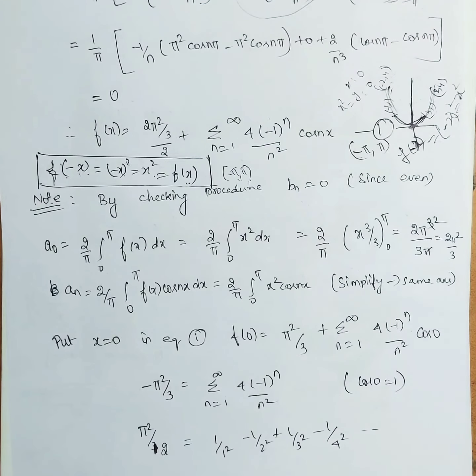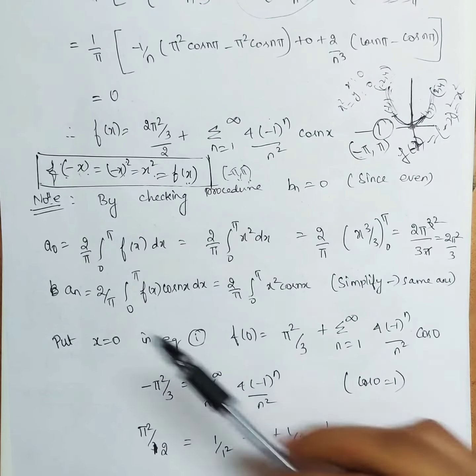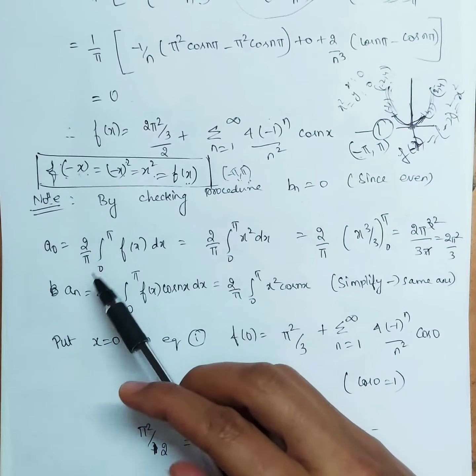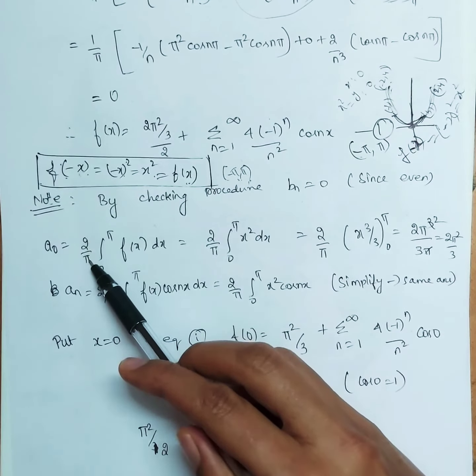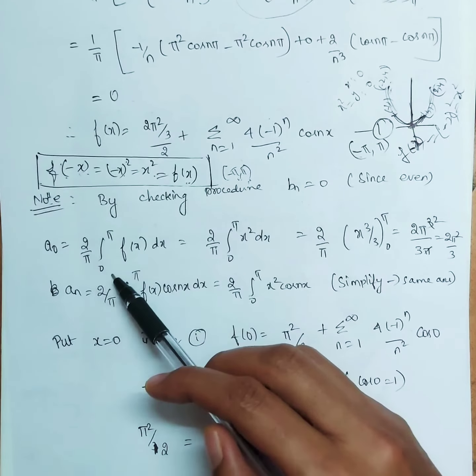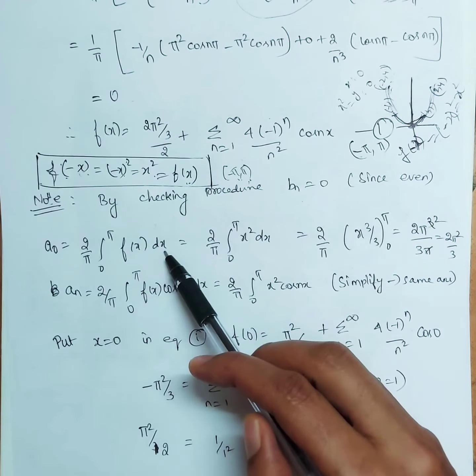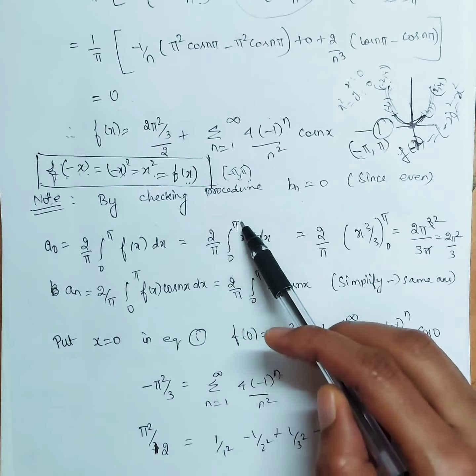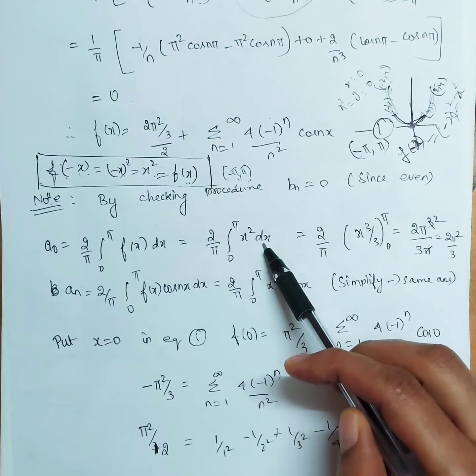So once you have decided that you're going to check whether the function is even or odd, and sometimes it will be even, if it's even, then you have to use this formula. So instead of writing 1 by pi, what are you going to write? 2 by pi integral 0 to pi f of x dx. 2 by pi integral 0 to pi, here the function is x square dx.